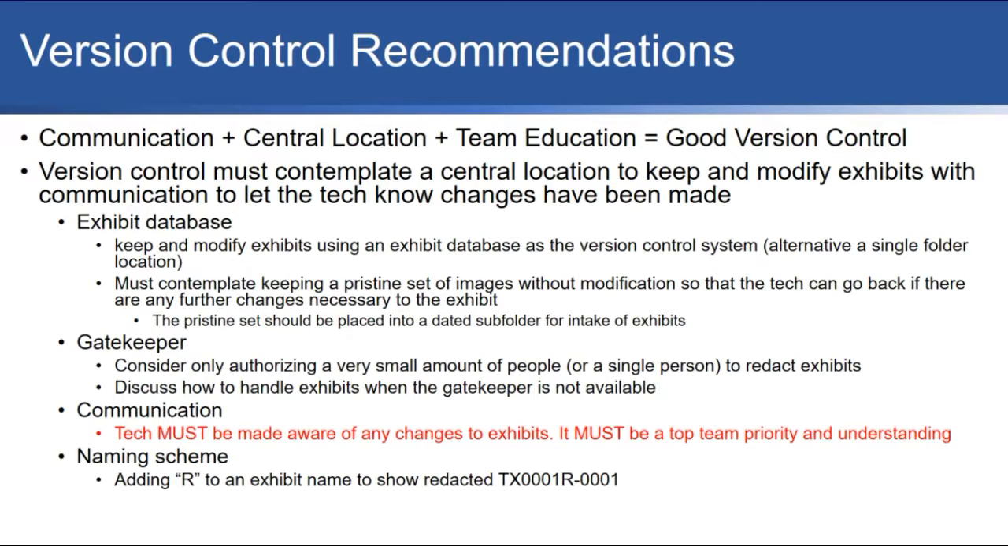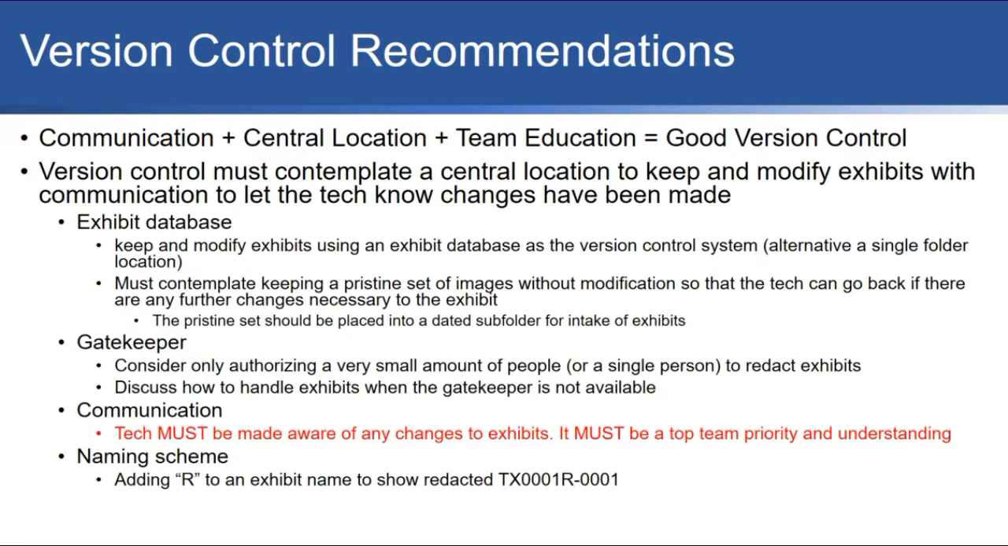The gatekeeper. Consider only authorizing a very small number of people, or a single person, to redact exhibits. Discuss how to handle exhibits when the gatekeeper is not available. Again, I can't stress enough how this is the primary area where mistakes happen. Some exhibit falls through the cracks and doesn't end up in the system, or someone makes a change to an exhibit, a redaction usually, and that redaction doesn't make it to the trial tech because the person wasn't thinking and just used it for a printout. Well, if you don't get that redacted version, they may present unredacted records on screen, and that's a big deal. That can get everyone in trouble.